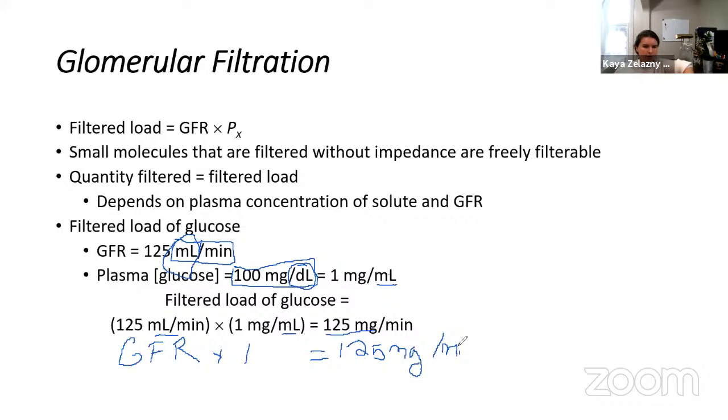Okay. Before we move forward, any questions about these 3 calculations we've just done, which, reminder, were the glomerular filtration pressure, the filtration fraction, and the filtered load?